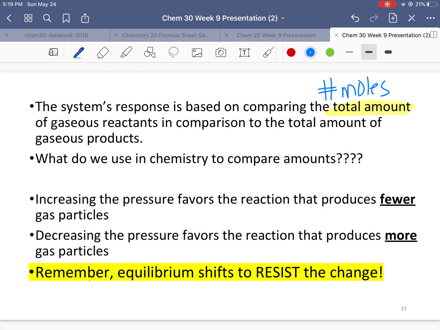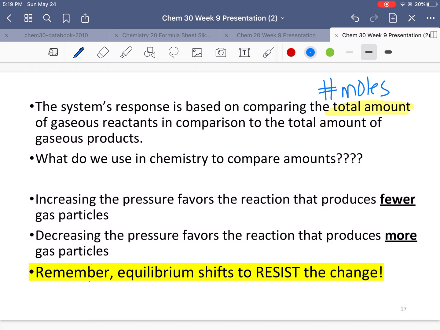1 mole is not 1 gram. Not even close. Mole represents a certain number of particles. 1 mole is 6.02 times 10 to the 23 particles, right? That's a massive number. So it's a different entity than mass. Now, if we're focused on the number of reactant particles and the number of product particles, that's why we talk about moles. Why? Because the fewer particles you have, the easier it is to fit them into a compressed space.